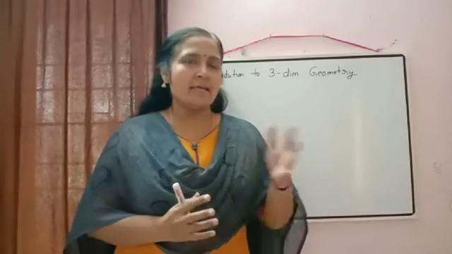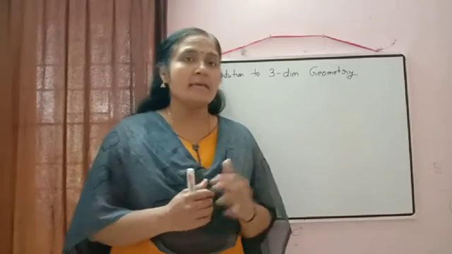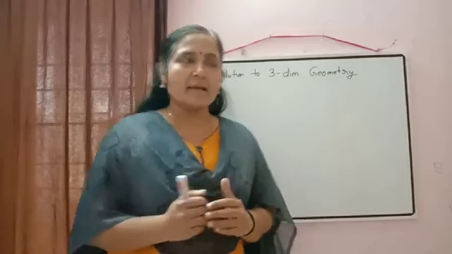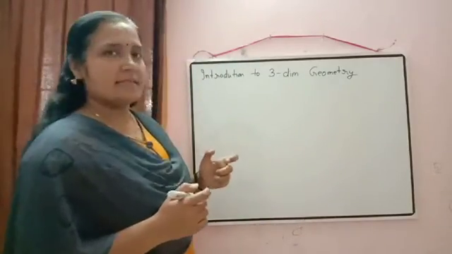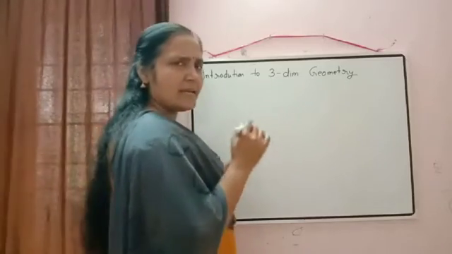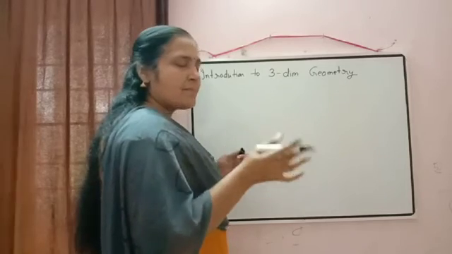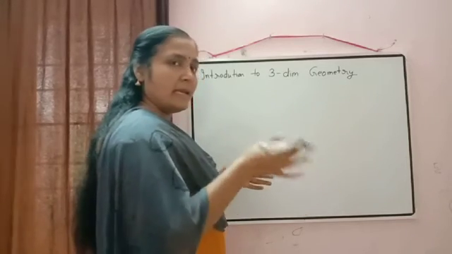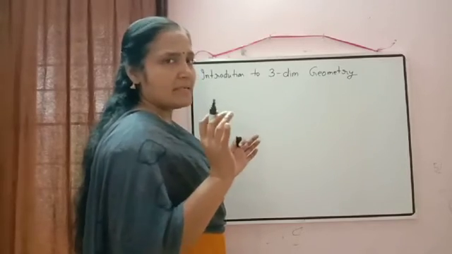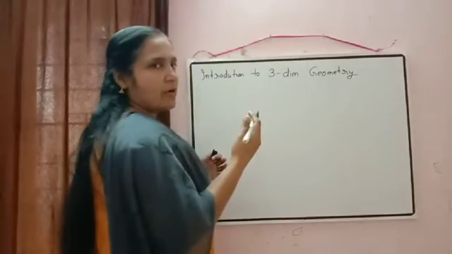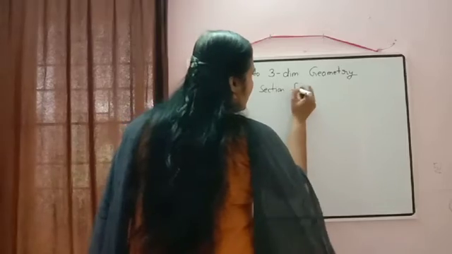As we did in the case of the distance formula, in the same way we know the section formula in two-dimensional geometry, correct? First we can revise what we studied in 10th class. The same formula will continue here in 11th class, with just one change: now we are dealing with three dimensions. So what was that formula? First we can revise. That name is section formula.